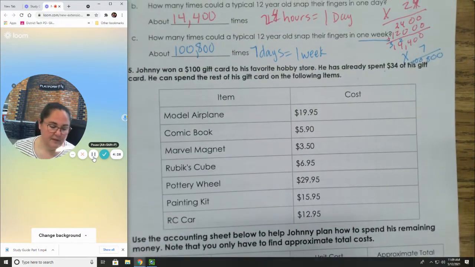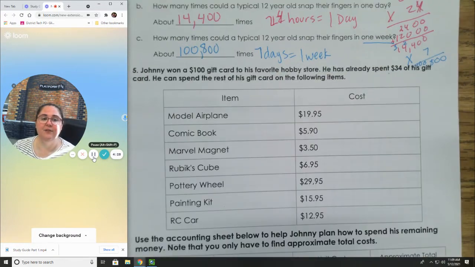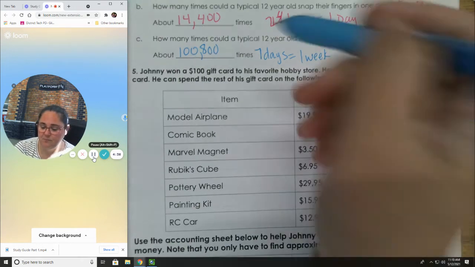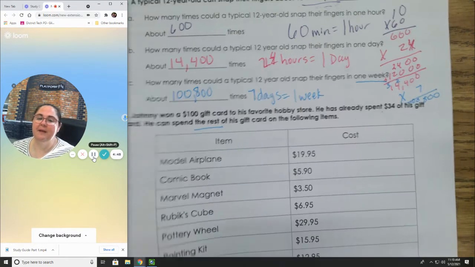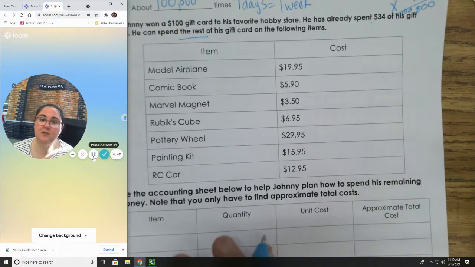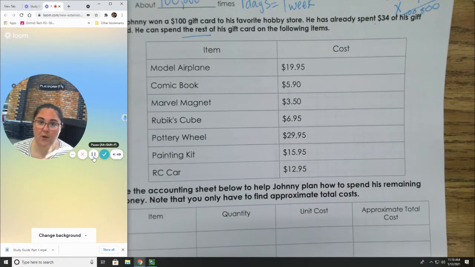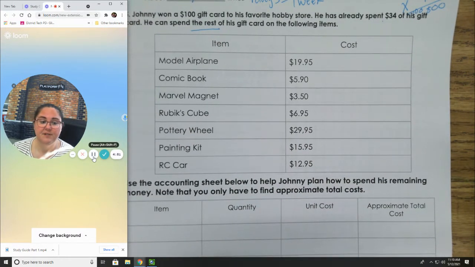So, Johnny won a $100 gift card to his favorite hobby store. He already spent $34. He can spend the rest, notice it says the rest of the gift card, on the following items. I want you to spend the remaining money as much as you can, as close as you can to the end. Okay? So this has 2 steps.